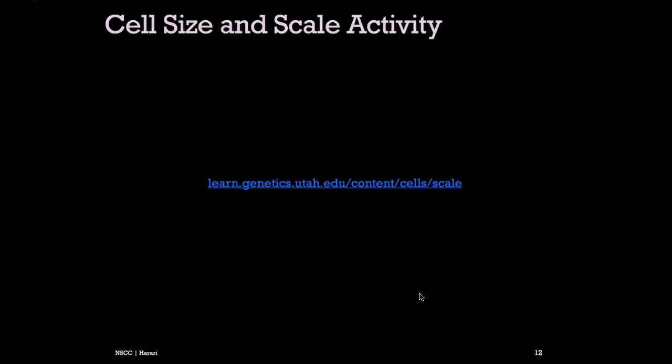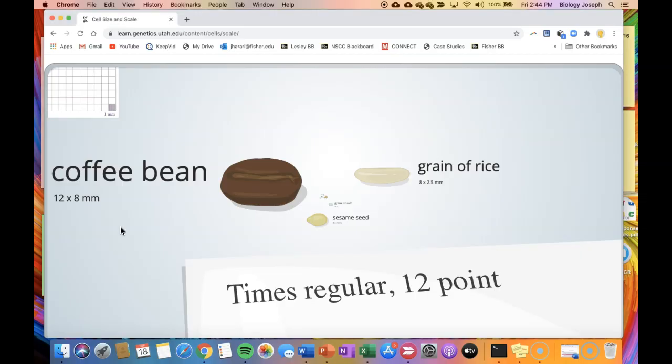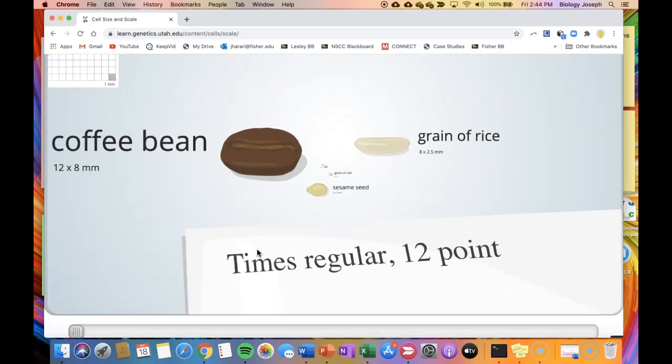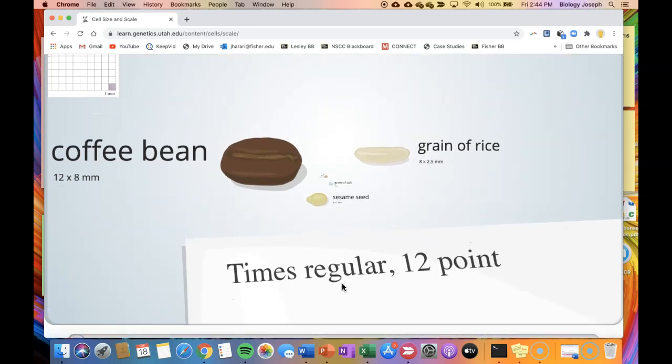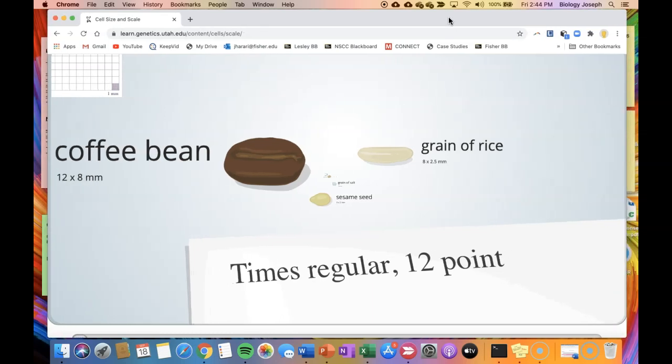So I want to take a second and show you a quick activity. You can do this on your own by going to this link right now. So here is this activity that I just pulled up. And try to orient yourself. Imagine this is Times New Roman 12-point font. What I'm going to do is gradually zoom in so you can get a feel for how small we're talking here. So here's a coffee bean, here's a grain of rice, here's a sesame seed.